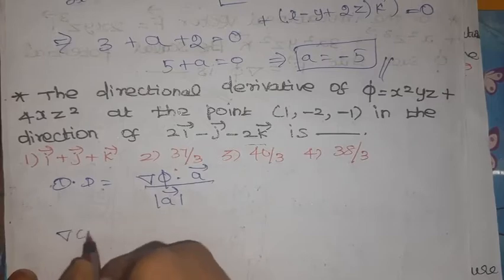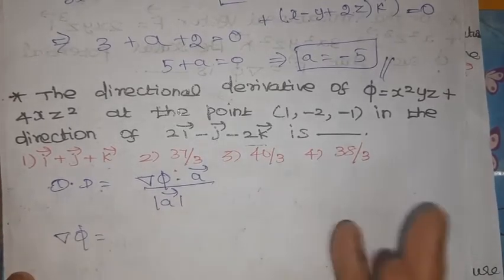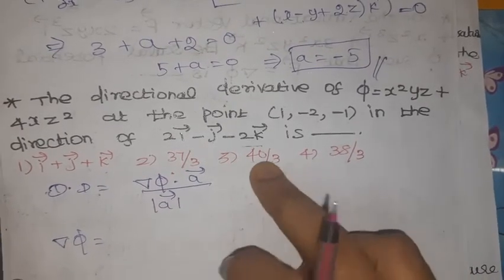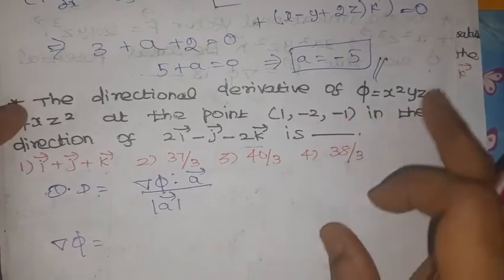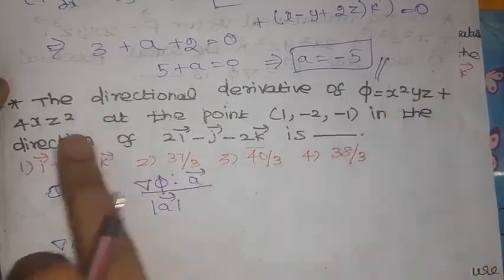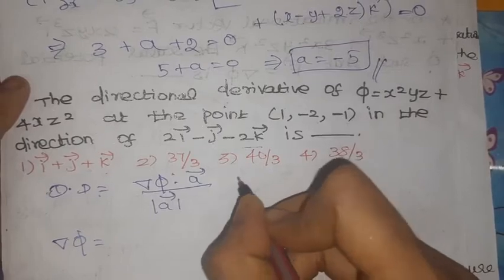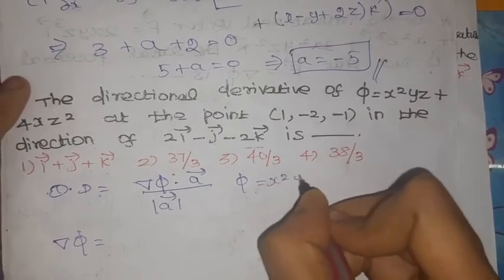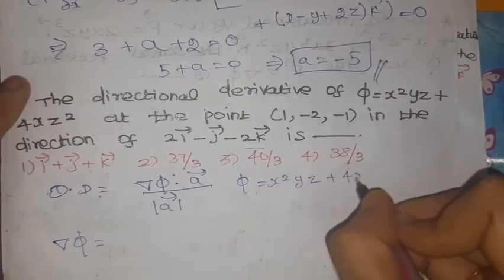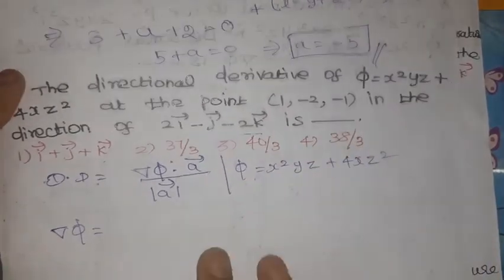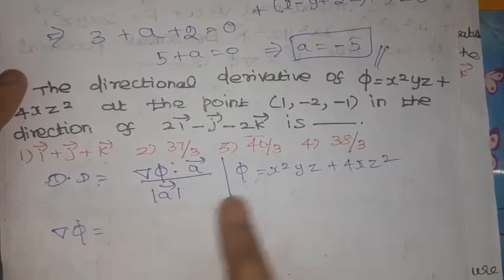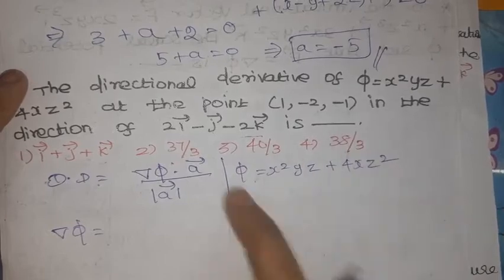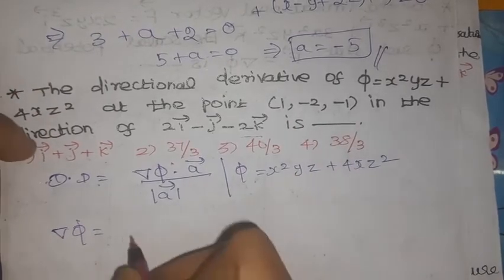So del phi, as I told you earlier, we will do by mental calculation. Del is nothing but dou by dou x of this whole term. Phi is nothing but x squared yz plus 4x z squared, right? Then i into dou by dou x, the dou phi by dou x is nothing but this one. So what do we get?